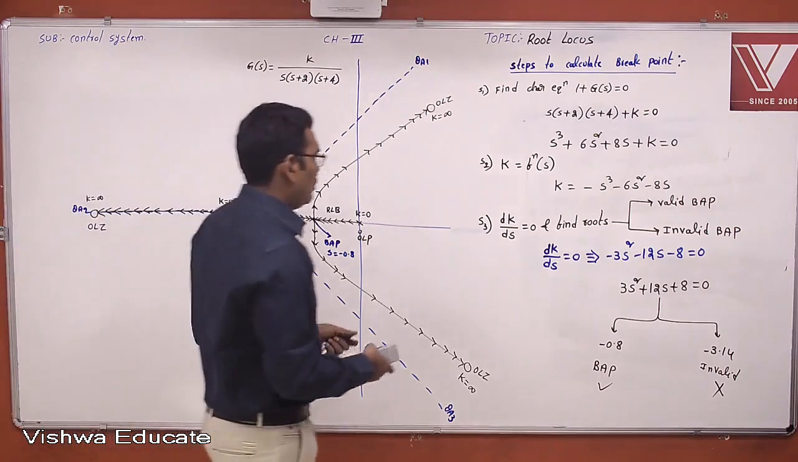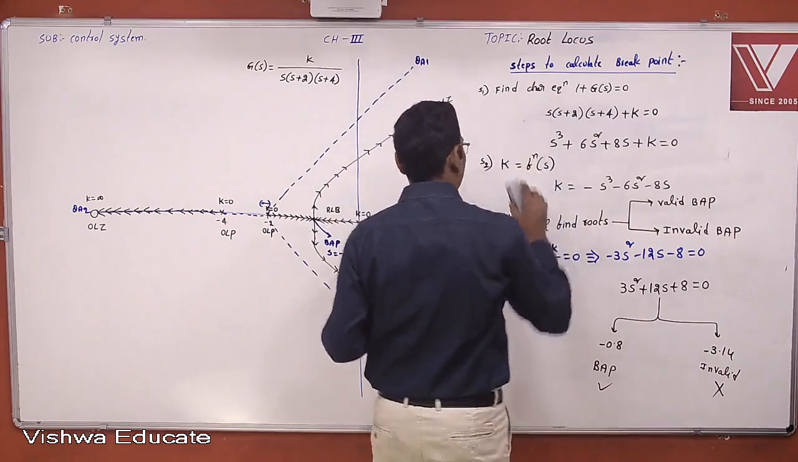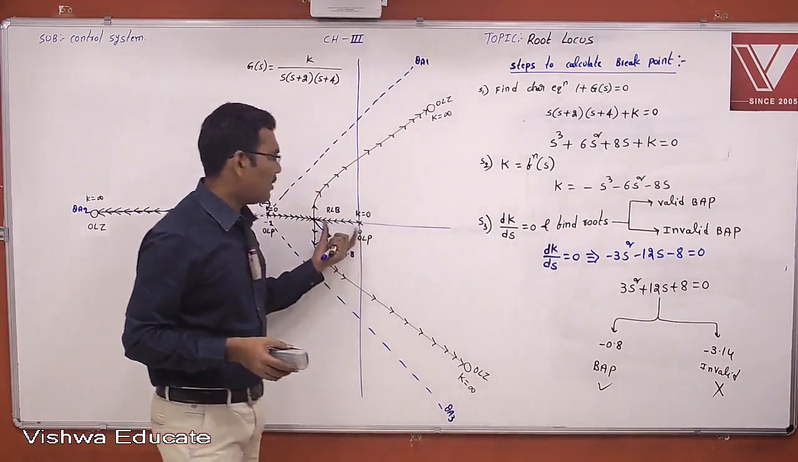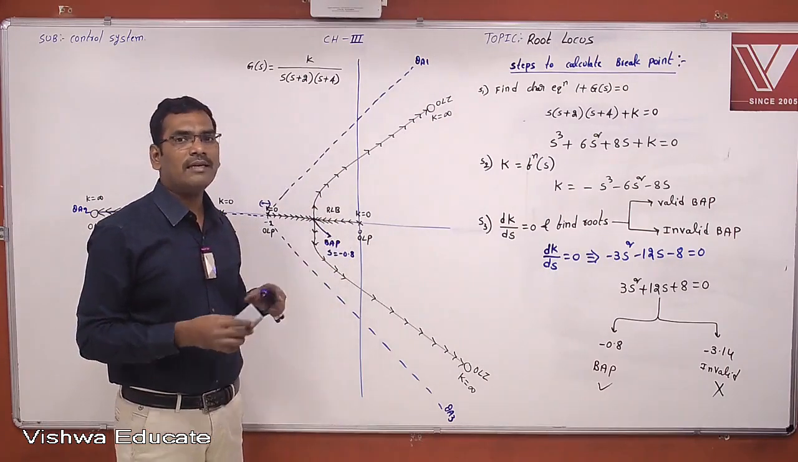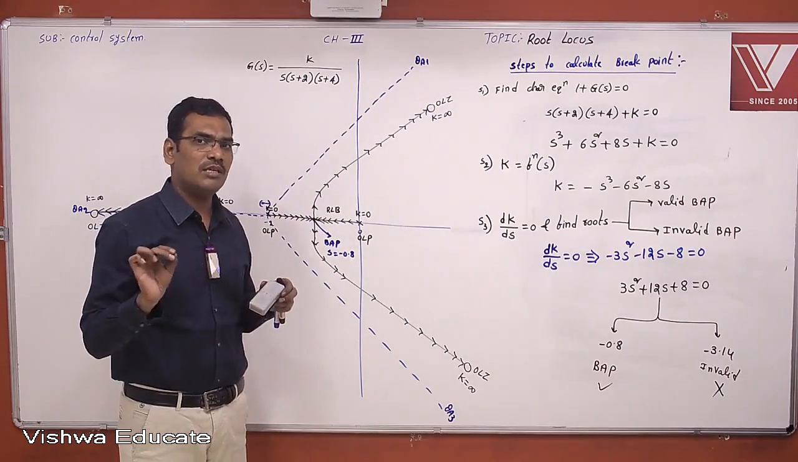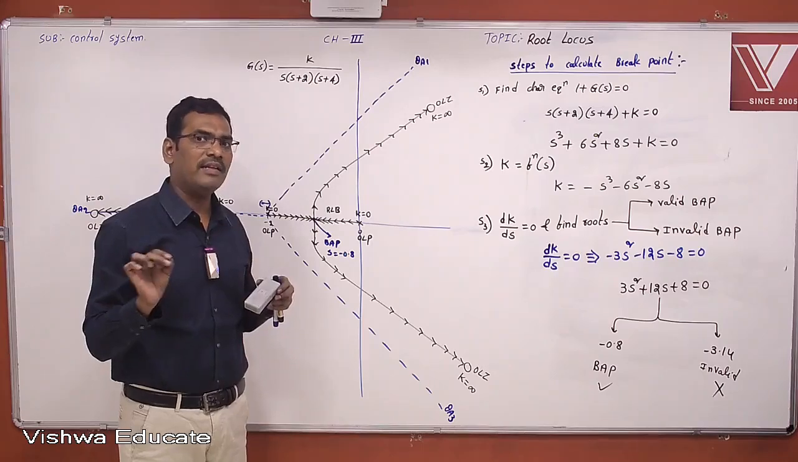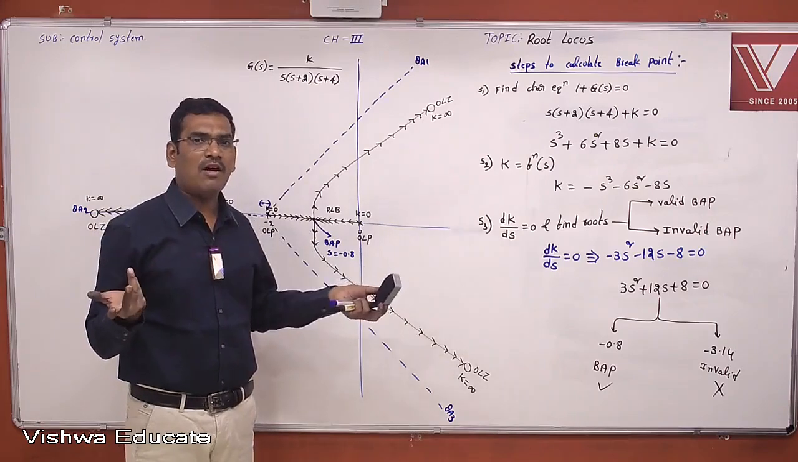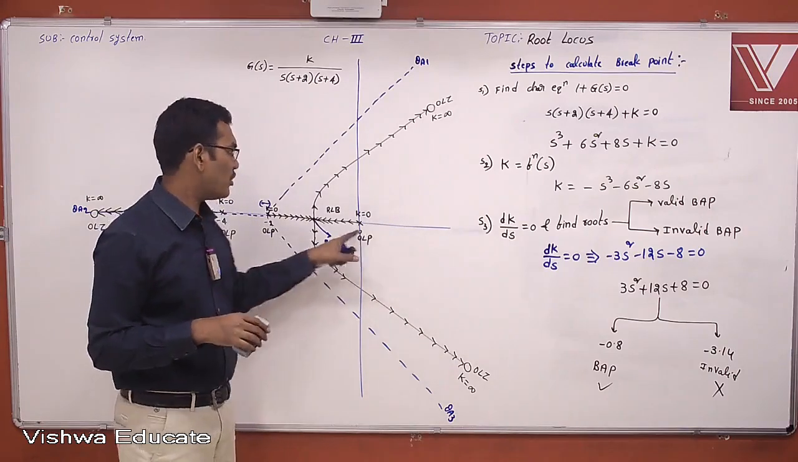Now this is the procedure, but sometimes it is not required, because the breakaway point is always on the root locus. In the GATE examination, some objective questions and some fill in the blank questions are also available. In that case, use the procedure. Otherwise, when options are available, the breakaway point must lie on the root locus branch.